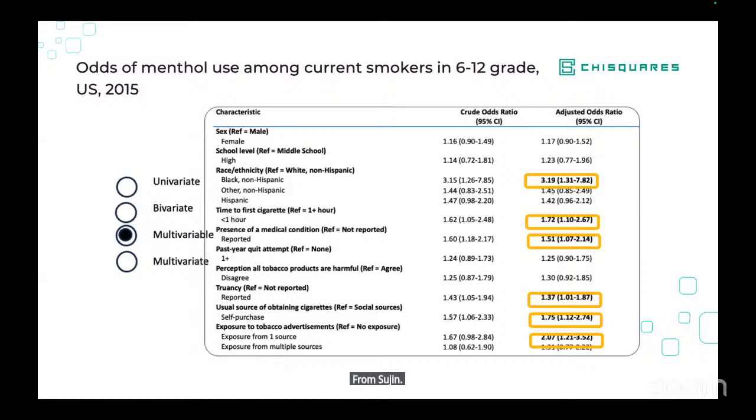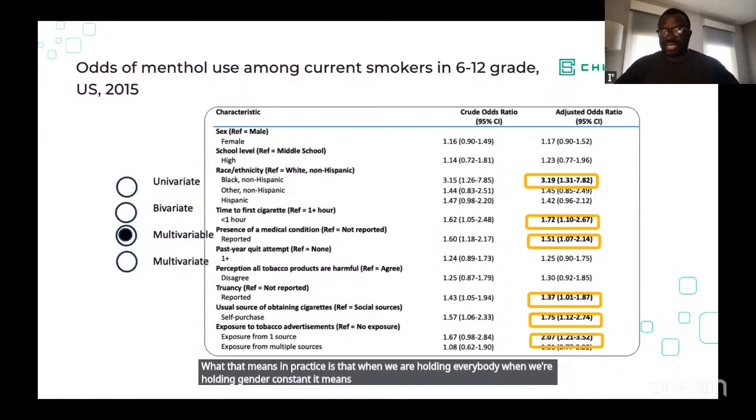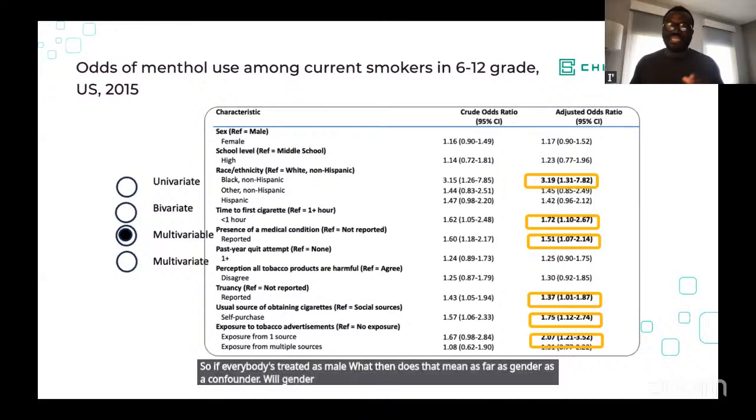So everyone in the population now becomes male. Excellent. That is why we choose reference categories. So when you do a regression analysis and you say, I'm going to use gender as my reference group, what that means in practice is that when we are holding gender constant, everybody is treated as male. So if everybody is treated as male, what then does that mean as far as gender as a confounder? Will gender be able to explain any differences that we are seeing if everybody is the same gender?